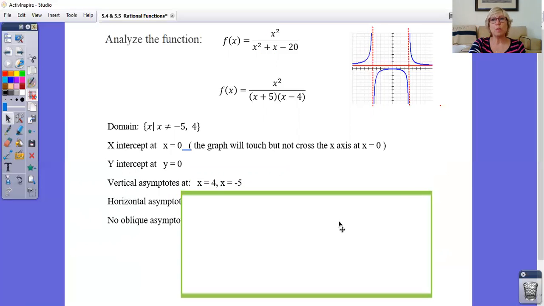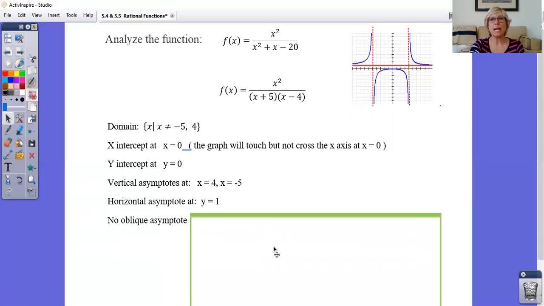My vertical asymptotes will chop the x-axis at +4 and -5. For my horizontal asymptote, I'm going to go back to my original and notice the degrees are the same. So coefficient of 1 over 1. So horizontal asymptote chops the y-axis at 1. And there is no oblique asymptote. Oblique asymptotes and horizontal asymptotes, you can't have both. If you have a horizontal asymptote, you will not have an oblique asymptote. Oblique means slant.